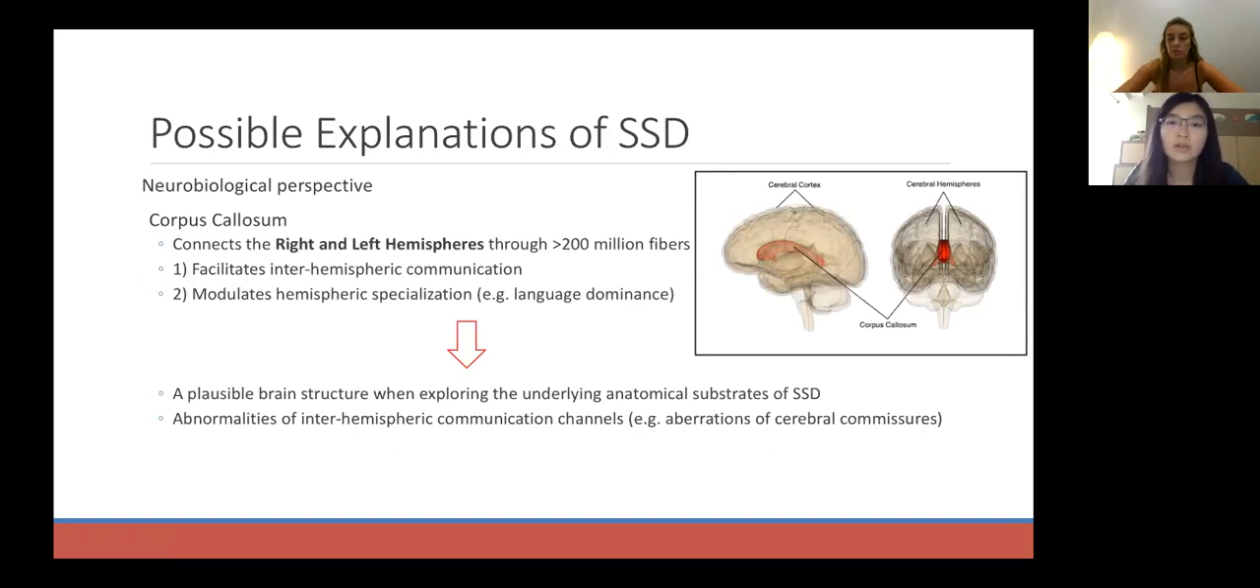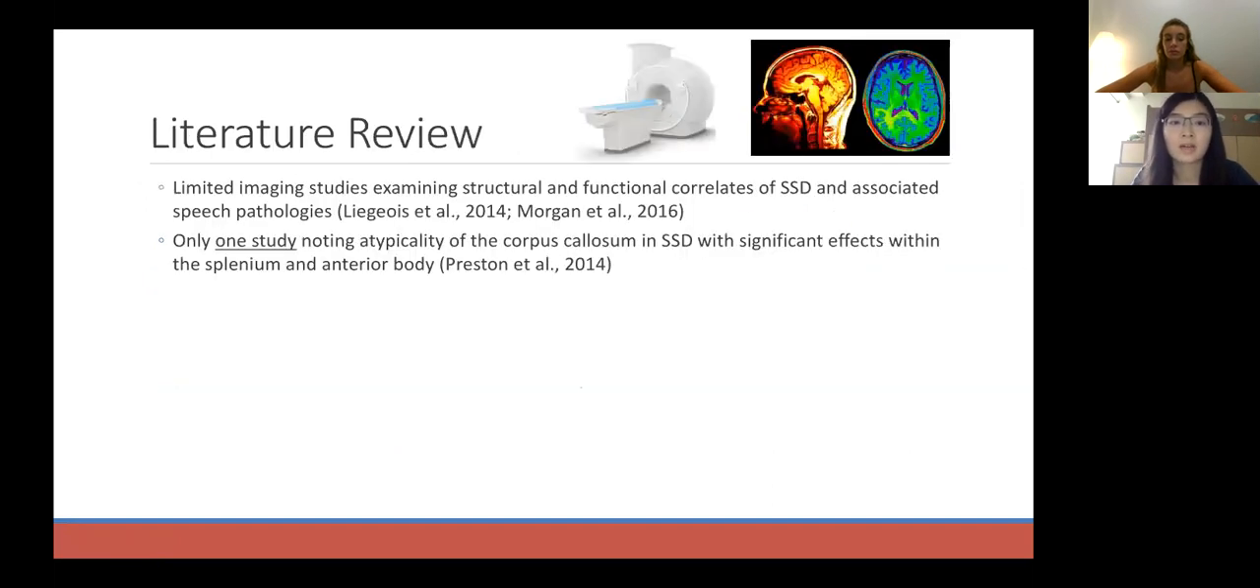Children who have speech sound disorders might demonstrate abnormalities of interhemispheric communication channels or aberrations of cerebral commissures. There were limited imaging studies examining the structural and functional correlates of speech sound disorders as well as speech pathologies. In fact, there was only one study noting abnormality of the corpus callosum in speech sound disorders.